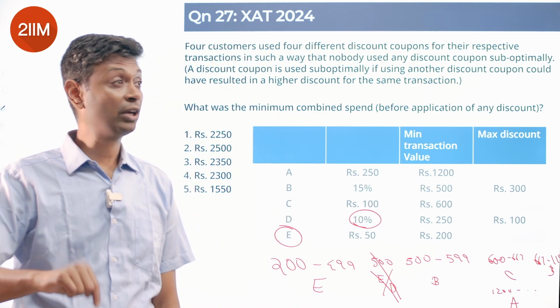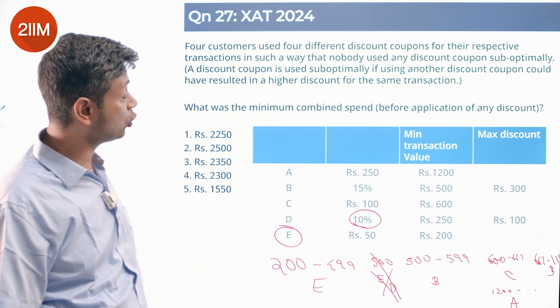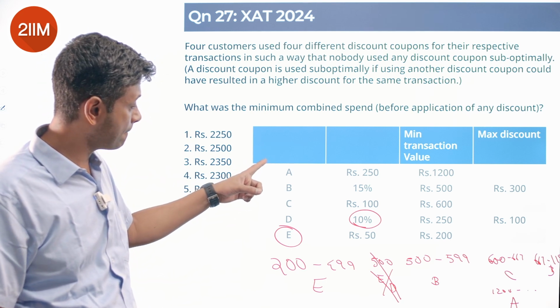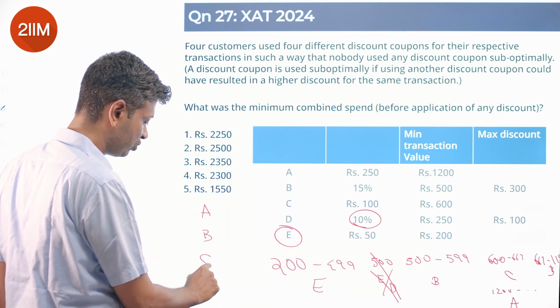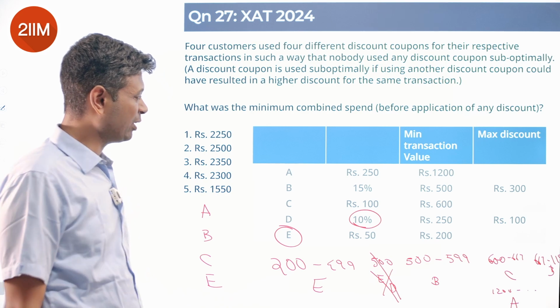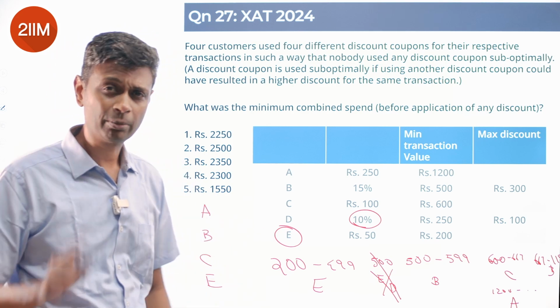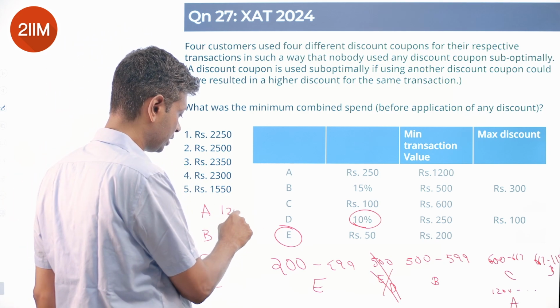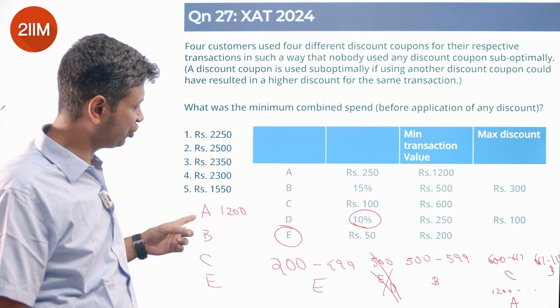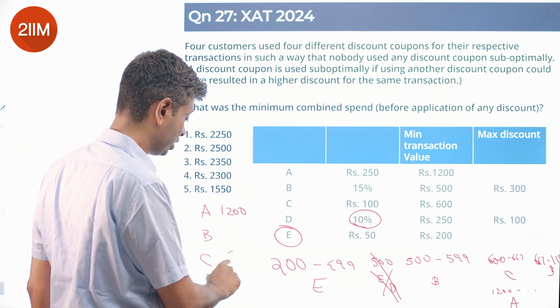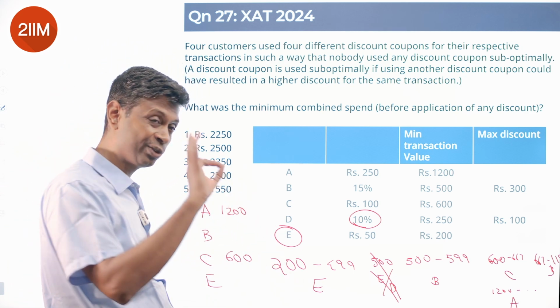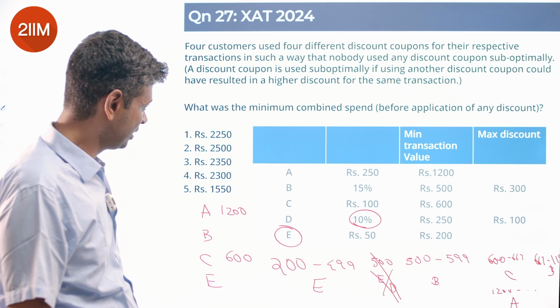So I want to maximize. I have 4 different coupons. We should all be using A, B, C, E. The coupons we should be using are A, B, C, E. The best coupon you can get at A is 250 at a price of about 1200. So you buy for 1200. Best for C is 100 rupees. You should be buying for 600. That's when you're using it not suboptimally. You're using it optimally. Right?